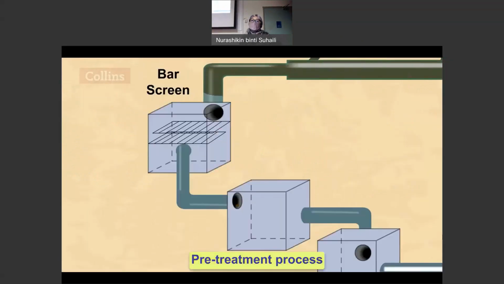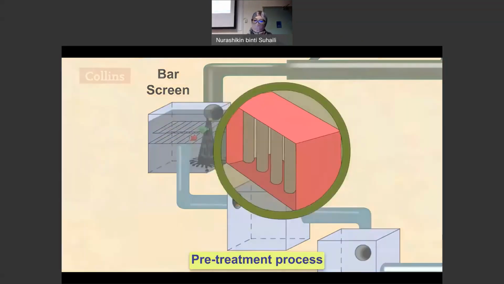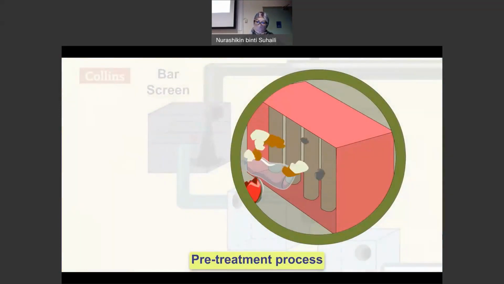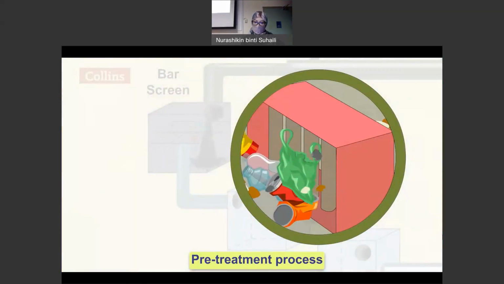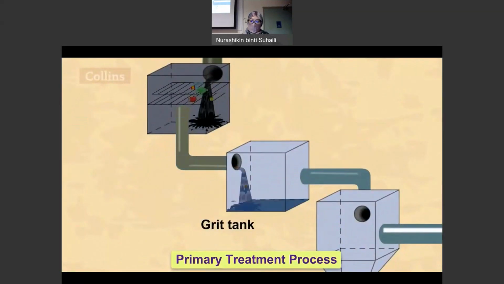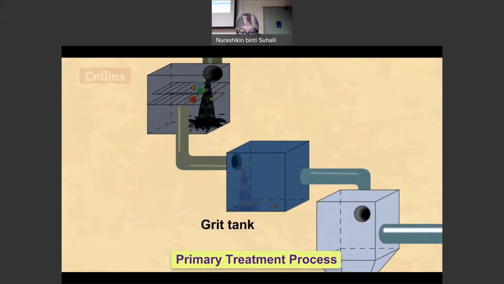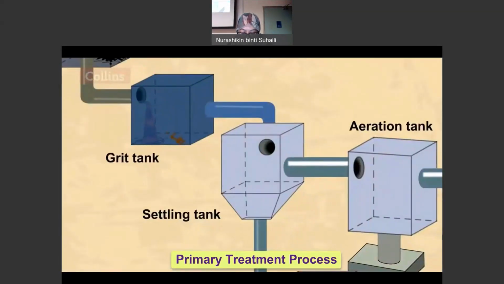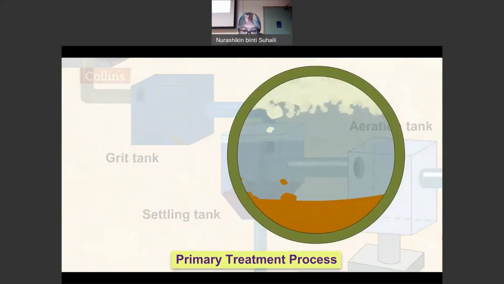The pre-treatment process involves the sewage being sent through grids or vertical bars that remove large solid substances like metal cans, paper, and plastic containers. In the primary treatment process, the sewage flows through the grid chamber very slowly, so that the sand, pebbles, and soil settle down at the bottom. The sewage flows into the settling tank or sedimentation tank, where the solid wastes like feces are allowed to settle down. Wastes such as soaps, oils, and grease rise to the top of the wastewater.